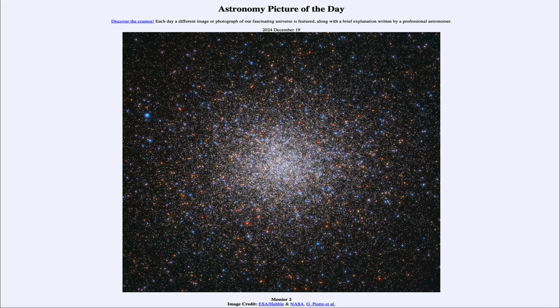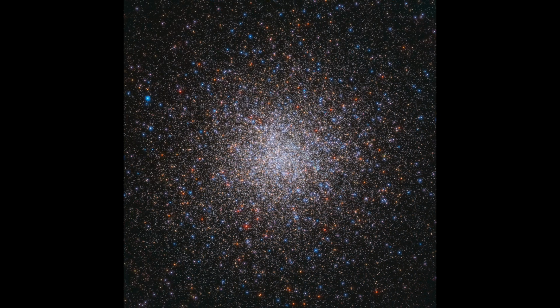Today's picture for December 19th of 2024 is titled Messier 2. So what do we see here? Well, here we see the second object in Charles Messier's catalog from the 1700s. And that was a catalog of objects that were not stars. So we saw stars and we saw other objects in the sky at the time. And they include all sorts of different things.